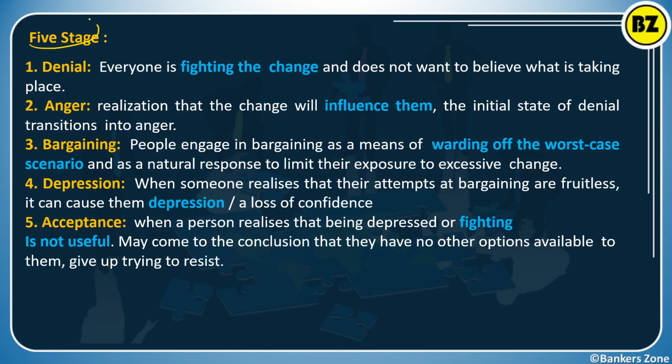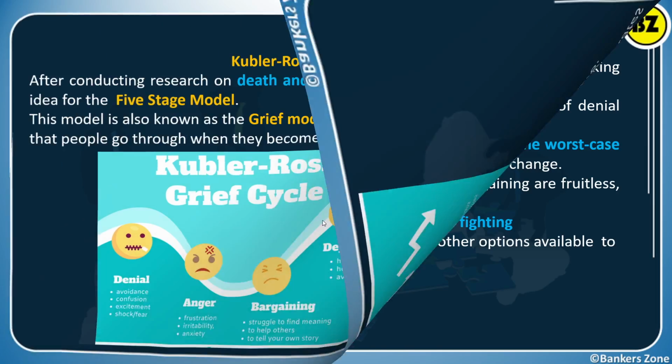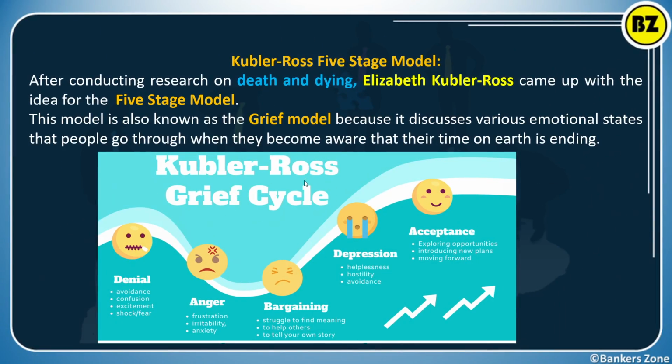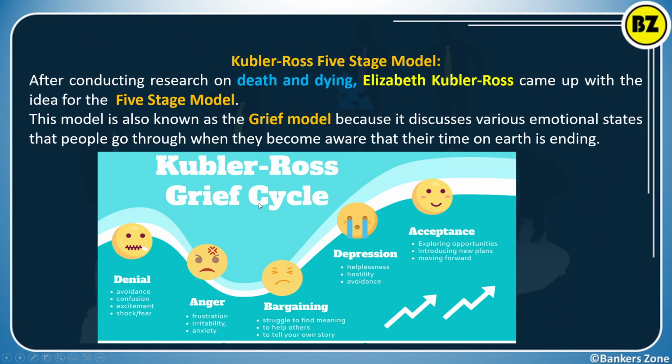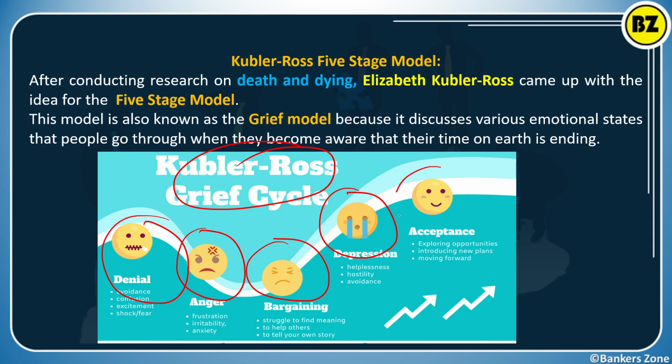So these are the 5 stages, right? Denial, anger, bargaining, depression, and acceptance. I suggest you look at the image so that you get better clarity on the model. See here, the Kübler-Ross model image: denial, anger, bargaining, depression, and acceptance. Those stages you have to remember.